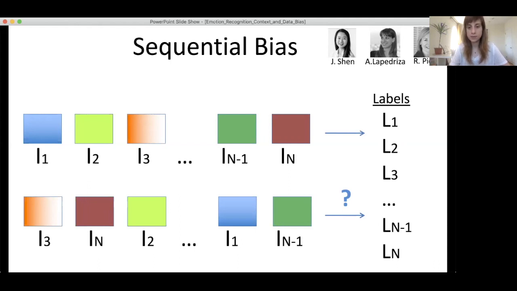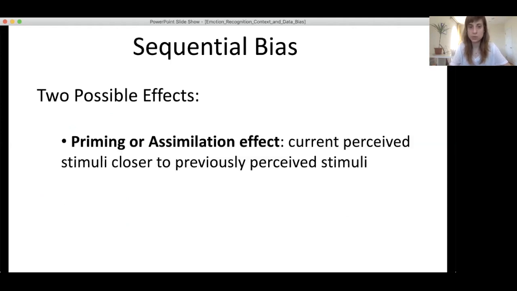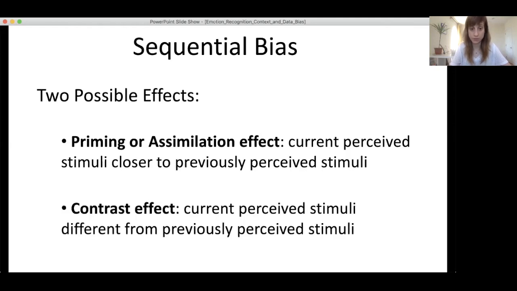We did a set of experiments to study this effect, or to see if we observe any effect. Basically, we had two possible effects to observe. One is the priming or assimilation effect, which means that the current perceived stimulus is closer to the previously perceived stimulus. And the other is the contrast effect, which means that the current perceived stimulus is different from the previously perceived stimulus.